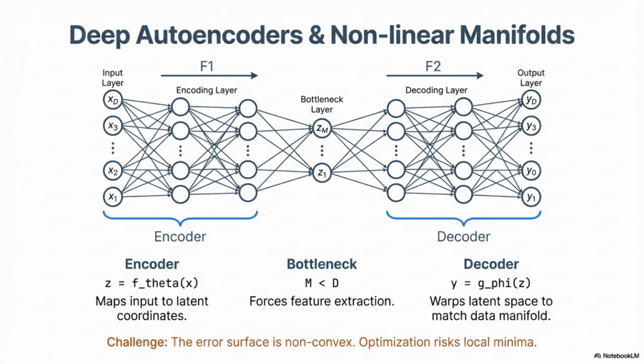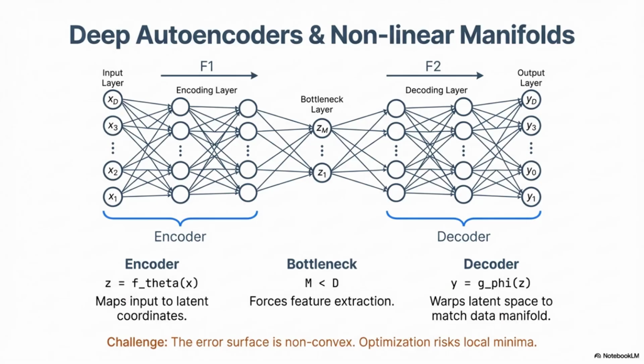We need deep autoencoders. This architecture has three key parts. First, you've got the encoder, which is a stack of nonlinear layers that maps the input down to this simplified, compressed code. Second, the bottleneck. That's that really tight middle layer that forces the network to only keep the most essential features. And finally, the decoder, which takes that tiny code and tries its best to reconstruct the original input, basically learning how to unwarp that hidden manifold.